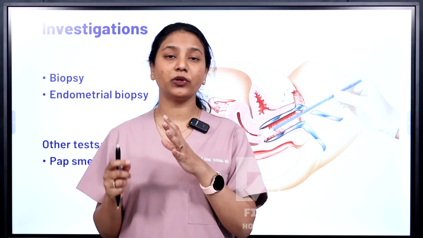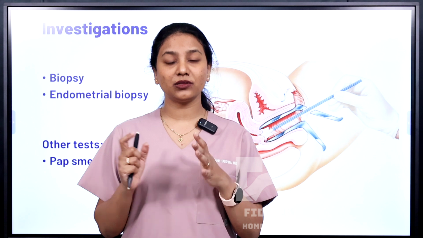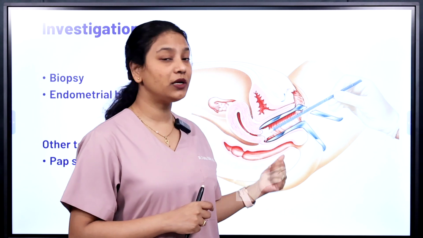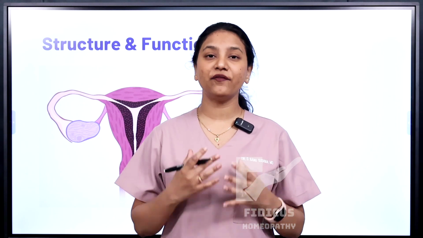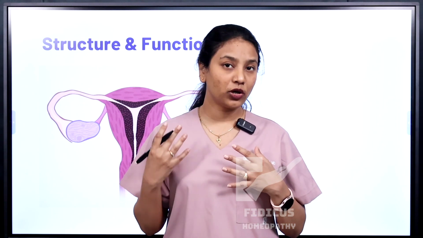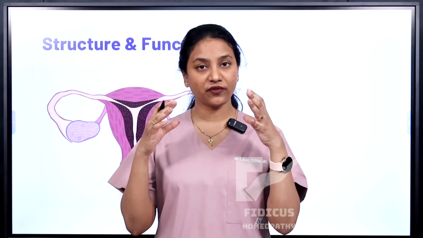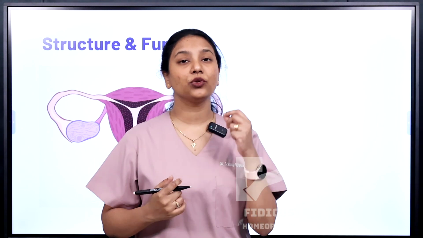It's not 100% sure, but usually on-touch bleeding is because of cervical pathology. So to know that clearly, you need a Pap smear done. Then, coming to the structure and function: to know any abnormality and why it is occurring, you need to know the structure and function of the uterus, or the female reproductive system, to know in detail where it is going wrong.